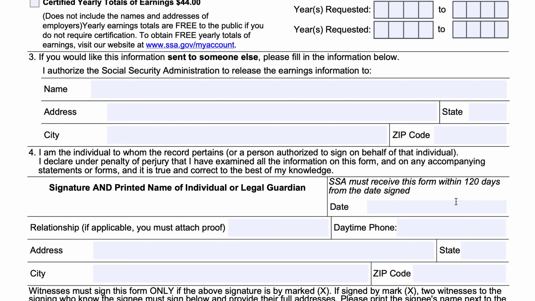So don't sign this form and then just forget about it. You should sign it, date it, and then either take it to the Social Security office or you can send it via mail or fax.